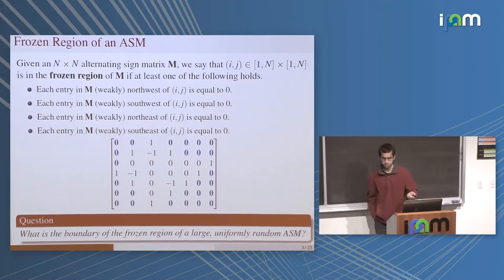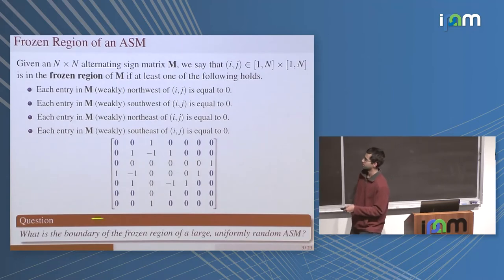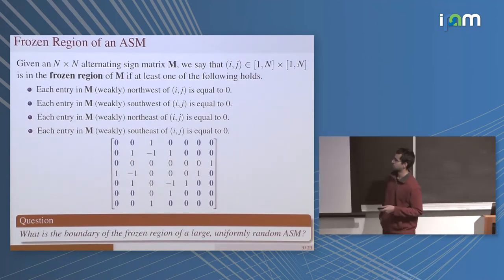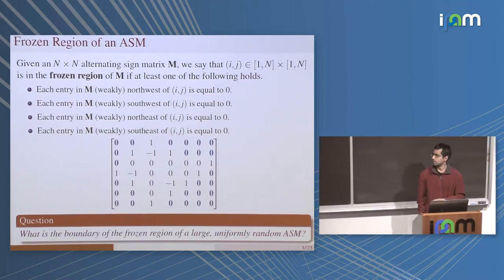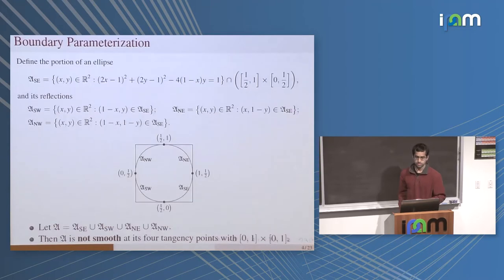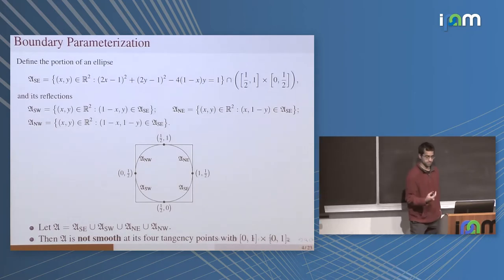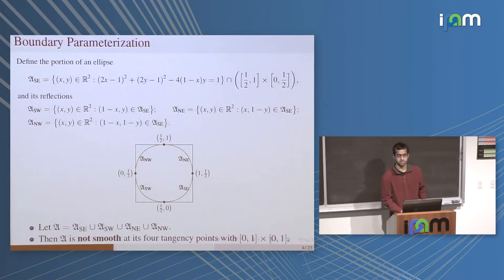And the question I can now formulate more precisely is, what is the boundary of the frozen region of this ASM? So what is the interface between this bluish part of the matrix and the black part of the matrix? The theorem will be a classification of that boundary, so I have to write down what this curve is going to be.